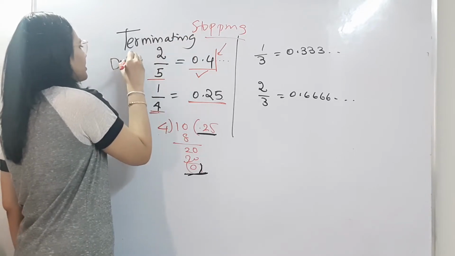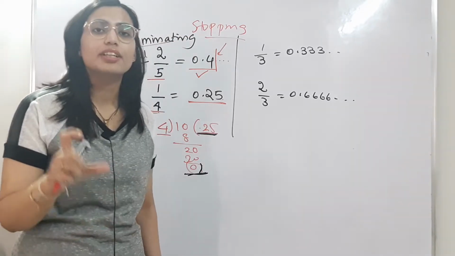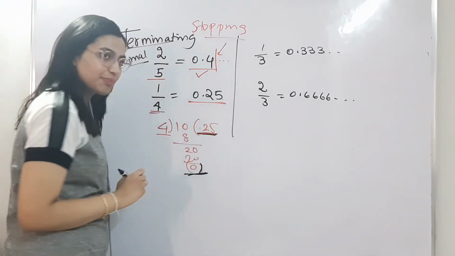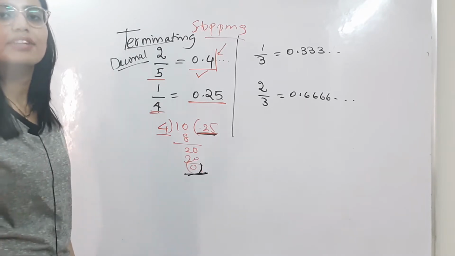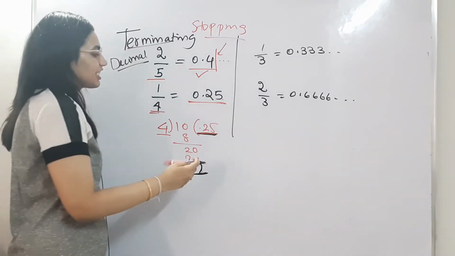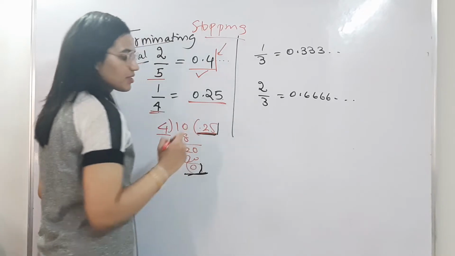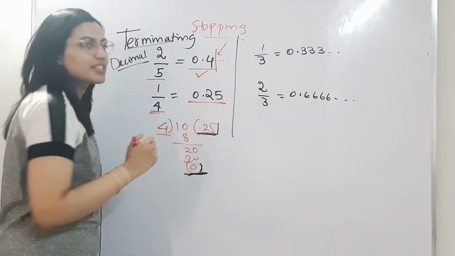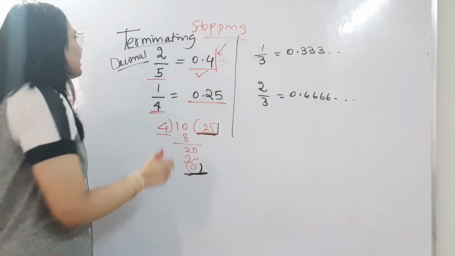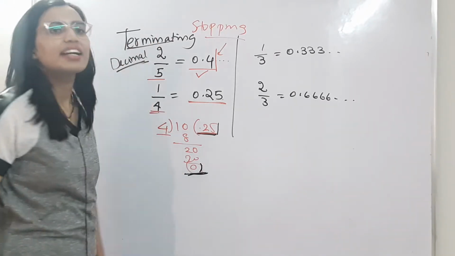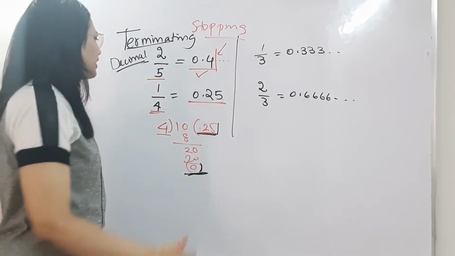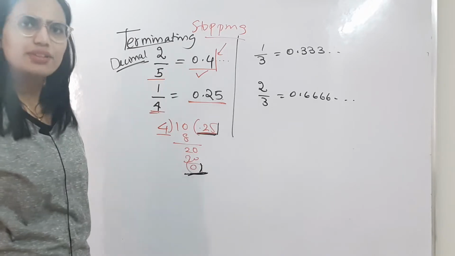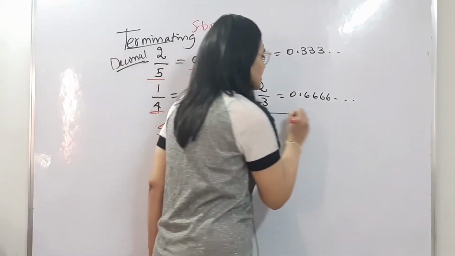So a terminating decimal is nothing but a number which, if it can be represented in the form of decimal expansion, and the decimal expansion stops at a certain point and the remainder is 0 at that point, then we call it a terminating decimal. Okay, now this is clear. In the same way, 2 by 5 is also 0.4 because it stops at one point. Now let's tackle this situation.